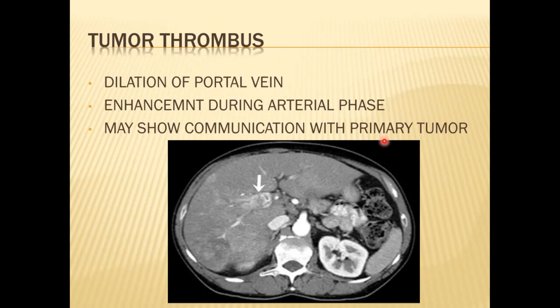The typical feature of hepatocellular carcinoma is also tumor thrombosis, which shows dilatation of the portal vein. The thrombus shows the same enhancement pattern as the hepatocellular carcinoma, which enhances on the arterial phase and shows washout on the portal venous phase. And this tumor thrombus may show communication with the primary tumor.